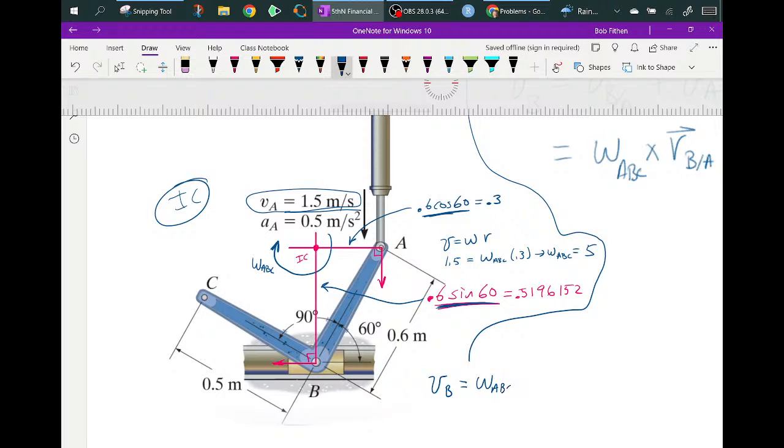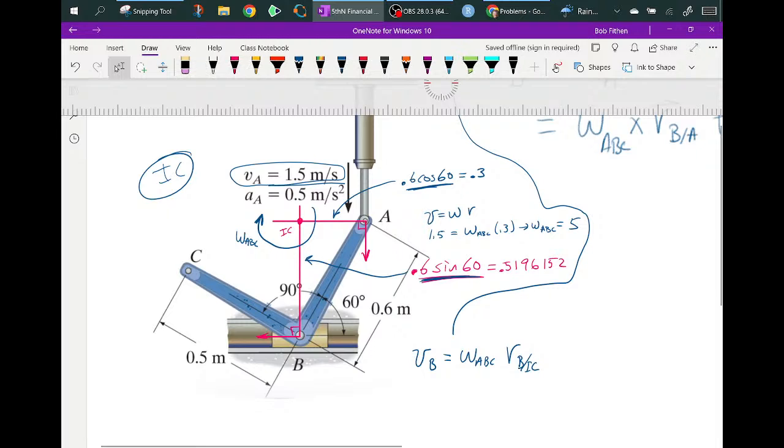Omega ABC times R from B, the instant center. Well, we've already figured out that this is going to be 5, and this RB to the instant center is 0.5196152. Multiplying times 0.5196152. Or looks to me like it's close enough to 2.6.